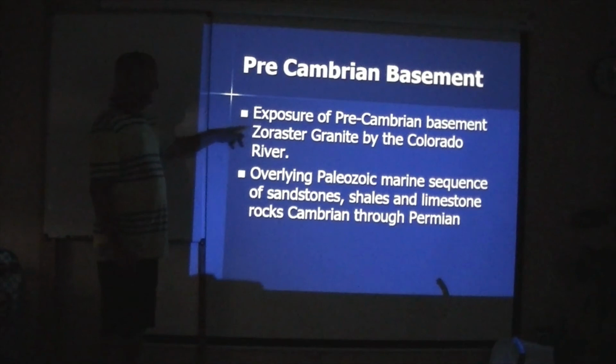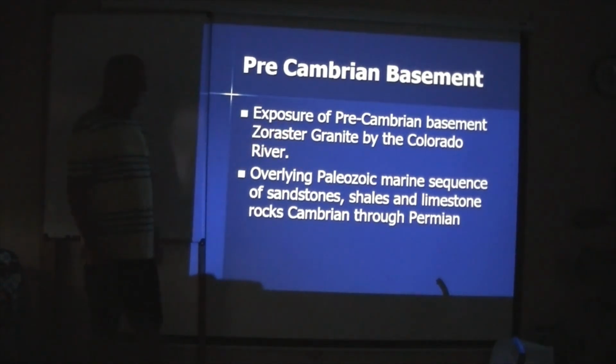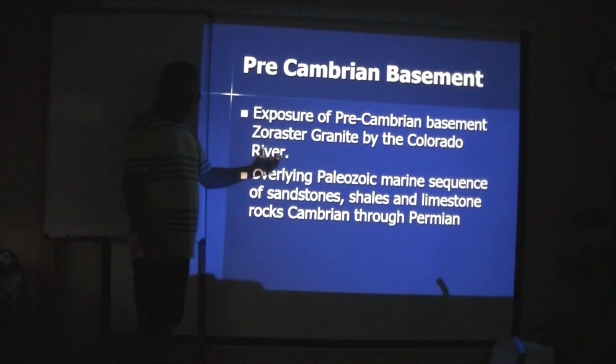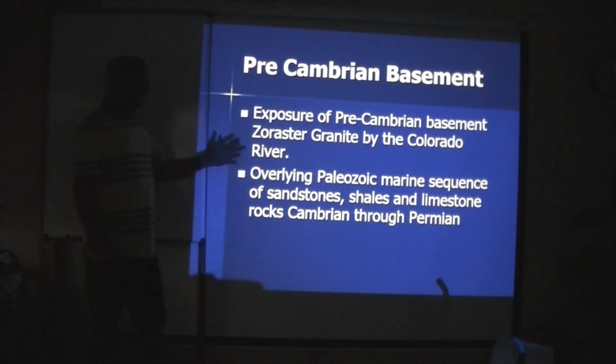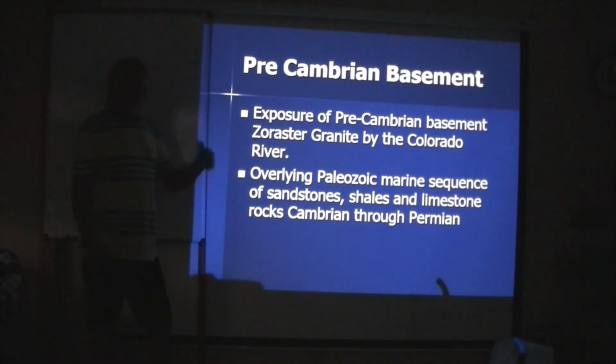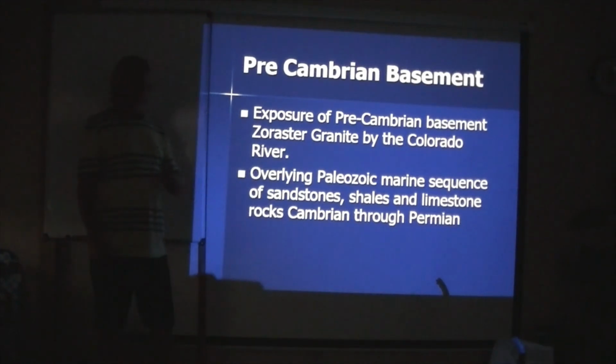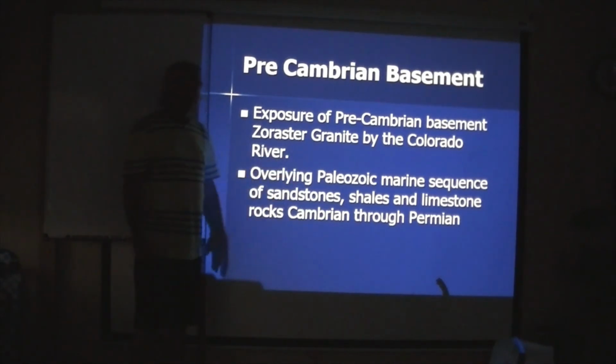So we have these exposed Precambrian basement rocks. We have the Zoroaster granite. We have the Vishnu schist. These are the rock formations. And then overlying those Precambrian rocks are Paleozoic rocks consisting of sequence of rocks, sandstones, shales, and limestones. And those rocks represent a transgression of the oceans that flooded what is today northern Arizona. That happened several times.